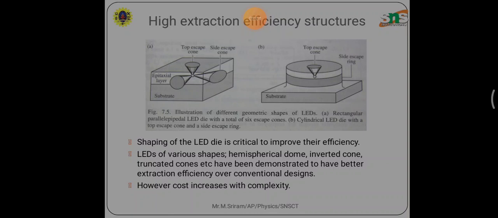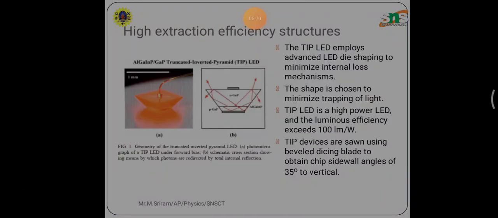And now high extraction efficiency structures. So shaping the LED die is critical to improve their efficiency. However, cost increases with the complexity. And the high efficiency structure is the TIP LED, which employs advanced LED die shaping to minimize internal loss mechanisms. The TIP LED is a high power LED, and its luminous efficiency exceeds 100 lm/W.